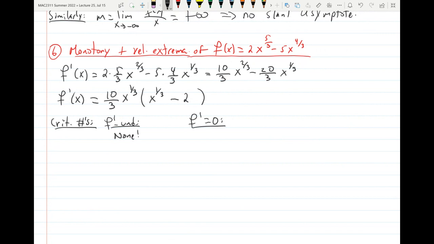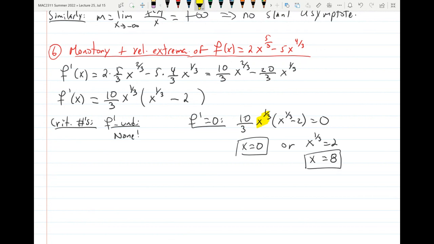And then the other one comes from derivative equal to 0. So we need to solve this equation. And then the solutions are apparent here. So we get x equals 0 coming from this guy. And then the other one will be x to the 1/3 equals 2, meaning that x is 8. That's coming from this other guy. Okay, so we found ourselves two critical numbers.